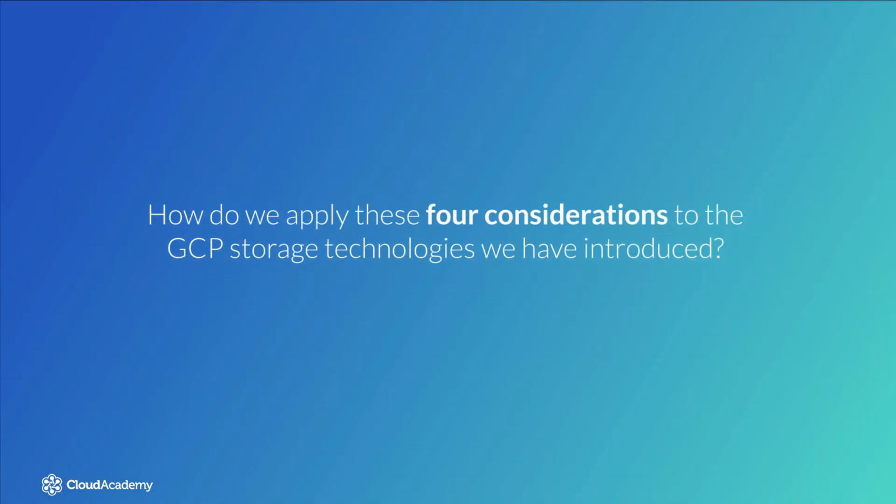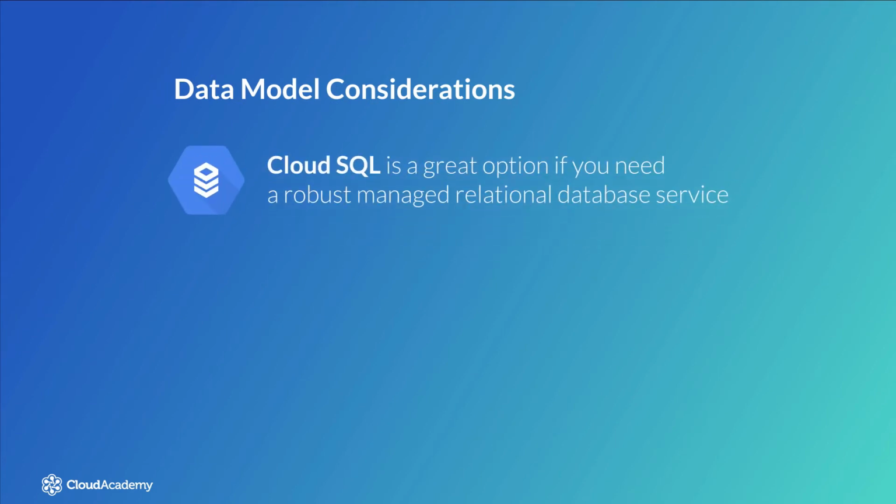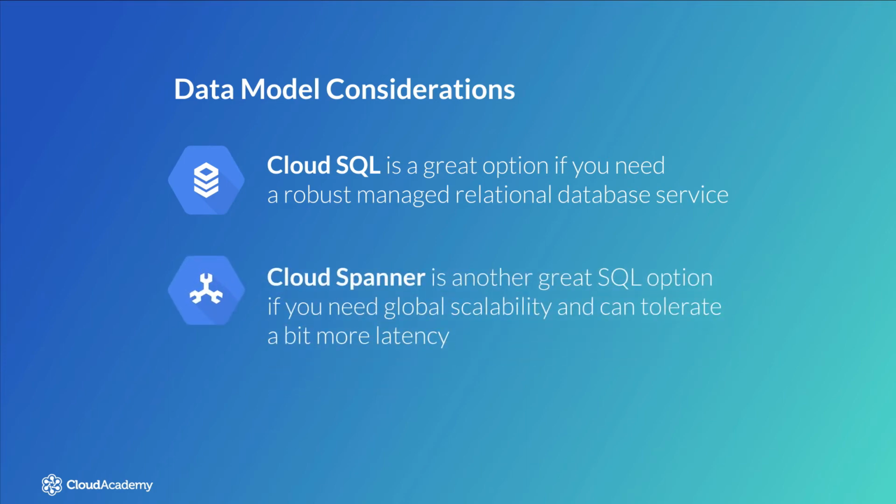So now, how do we take these 4 considerations and apply them to the GCP storage technologies we've introduced? Let's start with data model. GCP Cloud SQL is a great option if you need a robust, managed relational database service. You can, of course, just set up your own database instances on a Compute Engine VM, but then you don't get the same strong uptime guarantees, built-in security, backups, and upgradability. It's a trade-off of more fine-grained control in exchange for more operational overhead. And then, of course, Cloud Spanner is another great SQL option if you need global scalability and can tolerate a little bit more latency and cost.